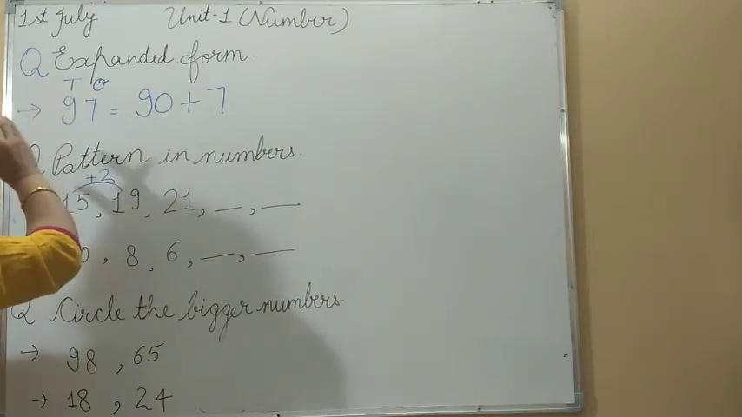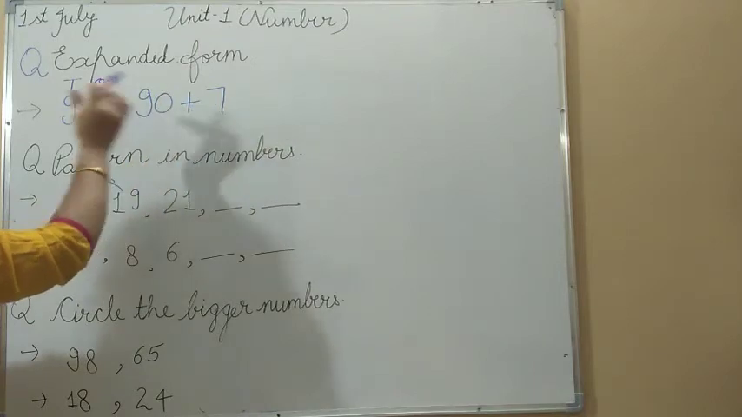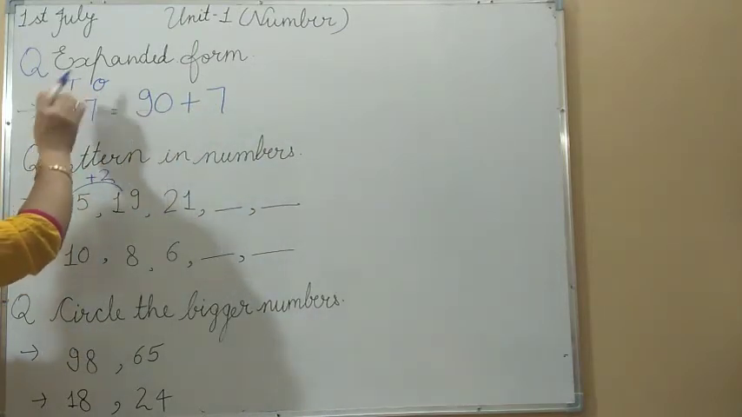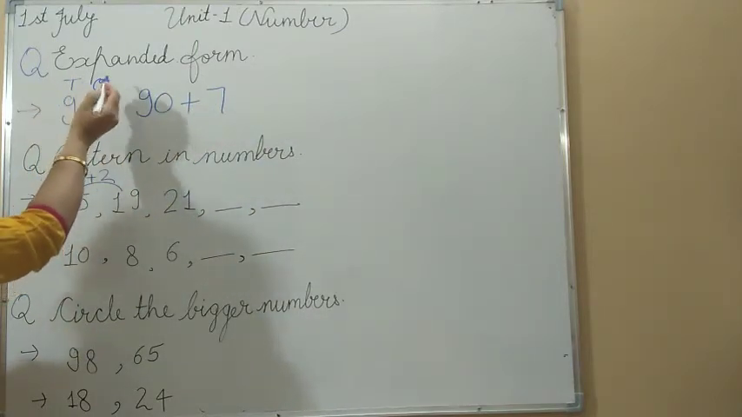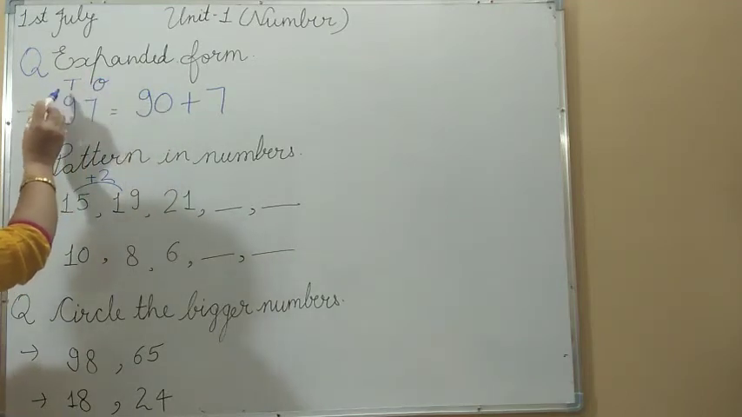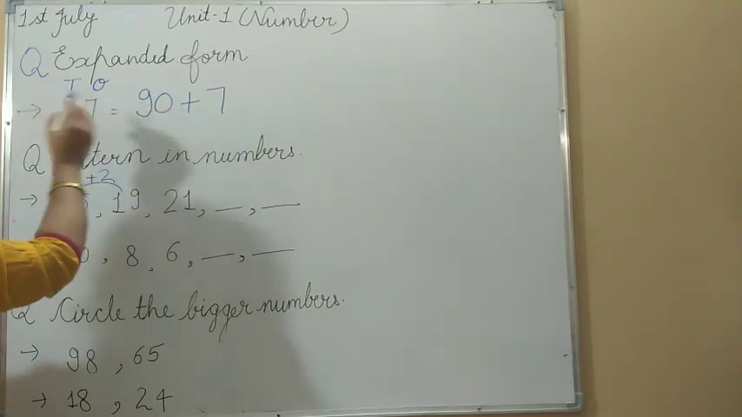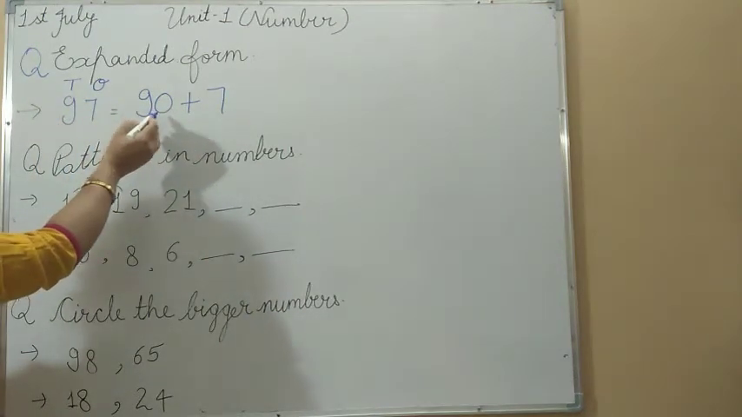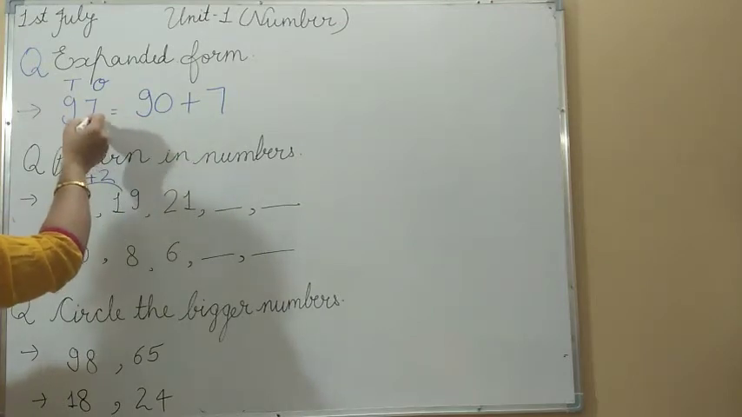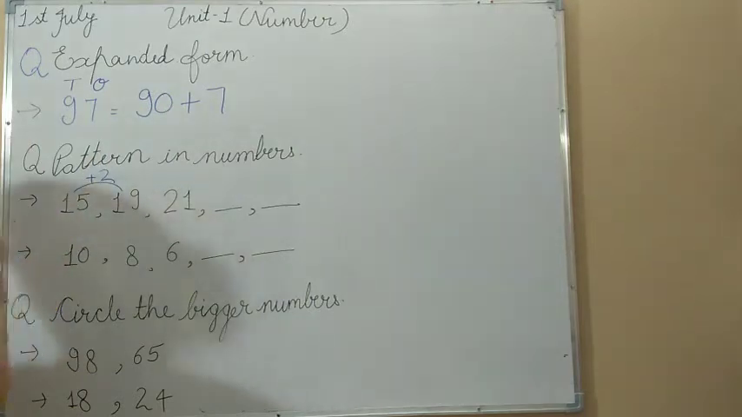Expanded means you have to divide it into tens and ones and write it. Then how to write? In a 2-digit number, from the right side, the first number is at ones place and the second number is at tens place. So how to write in expanded form? 9 tens means 90 plus 7 ones means 7. This is called expanded form.